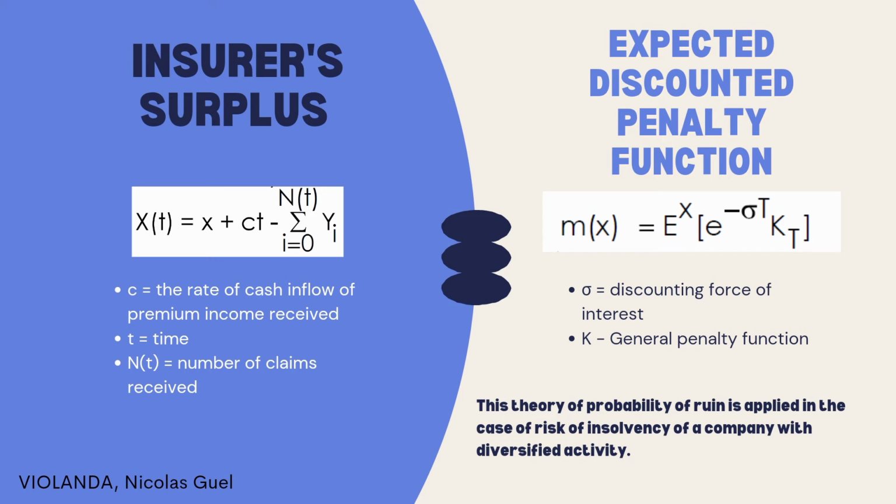The theory of the probability of ruin is used in the case of risk of insolvency of a company with diversified business activity. They try to predict how much risk is being exposed to the company in order to find ways to minimize it. The way they do it is they involve actuarial calculations in the determination of the ultimate ruin by utilizing the formulas given.